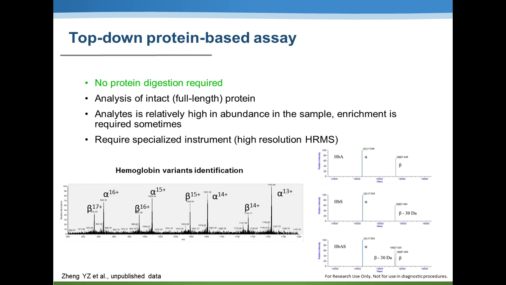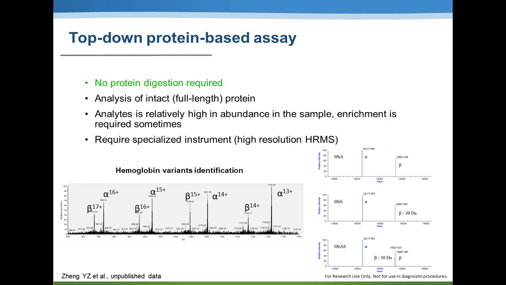So the top-down protein-based assay is analysis of the intact protein. Therefore, no protein digestion is required. It seems a very good approach, but top-down mass spec assays are not a very common practice for a clinical lab because there are only a few labs that have high-resolution mass spectrometers and the knowledge of working with intact protein analysis.